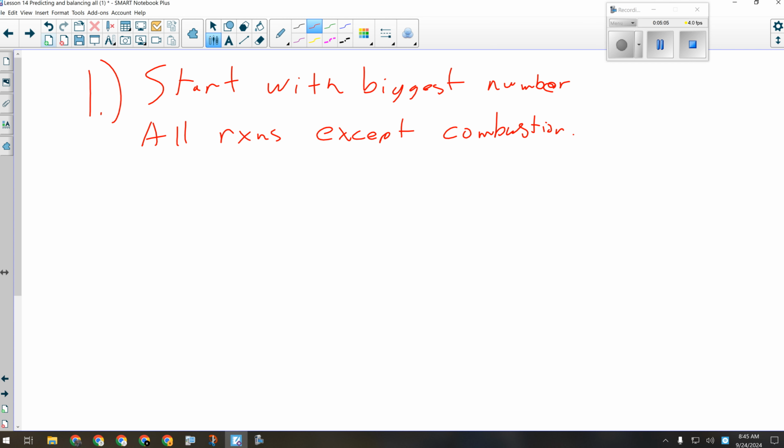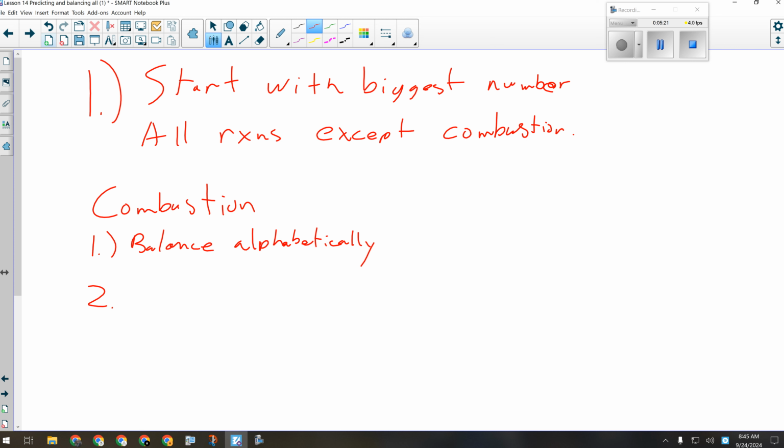And then obviously for combustion, our rules are, rule number 1, balance alphabetically. And rule number 2, if you have an even number of carbons, start the reaction with a 2. Those are our rules for that.